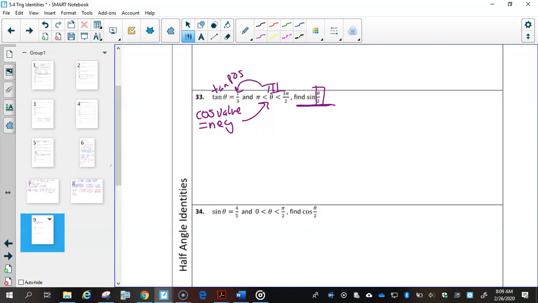To find whether the equation will be positive or negative, we need to find our half angle. To do that, we're going to take this domain and divide everything by 2, because this is where our half angle would lie. So it's a little different than what we were doing before, when we were given the half angle and had to find the actual.